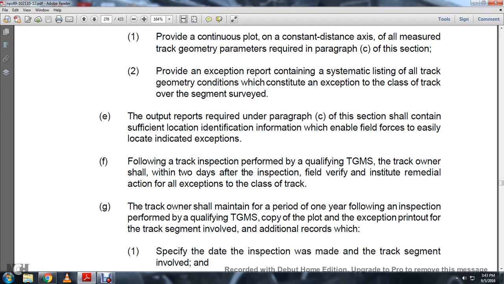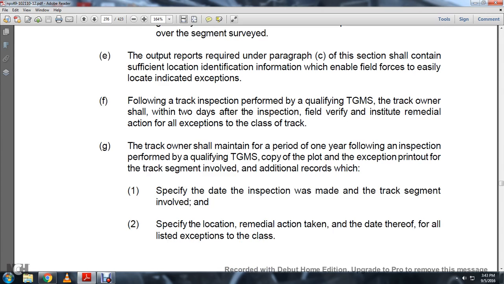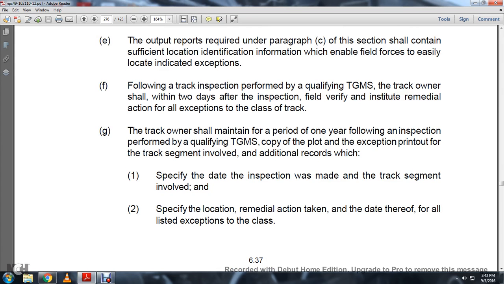Following track inspection performed with the qualifying track geometry measurement system, the track owner shall, within 2 days after the inspection, field verify and institute the remedial action with the exception to the class of traffic. Track owner shall maintain for a period of 1 year following inspection performed with the track geometry measurement system a copy of the plot of exceptions of the portion of the track segment involved, with additional records that specify the date the inspection was made, the track segment involved, the location and remedial action, and the date thereof.